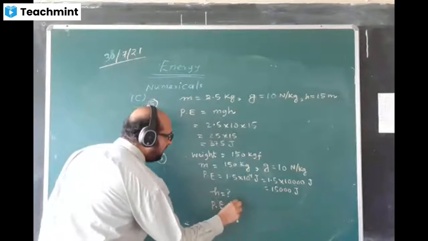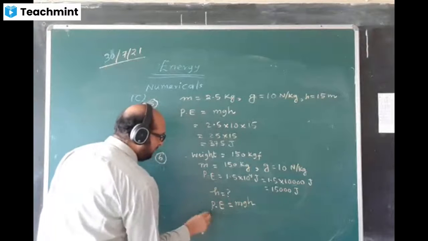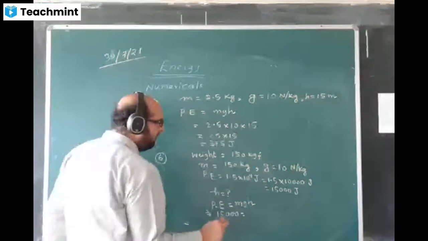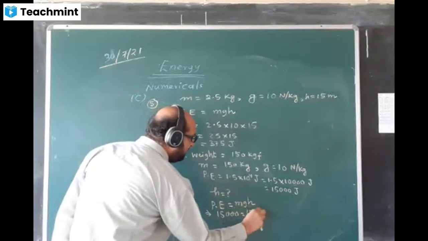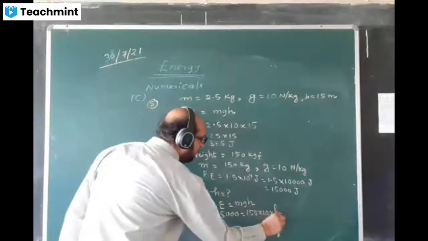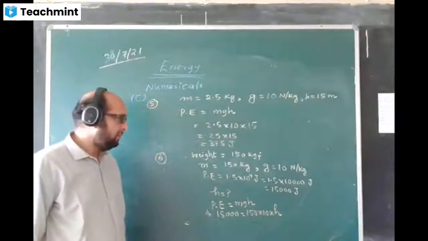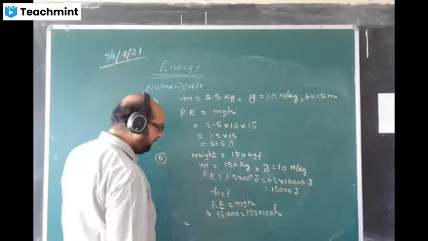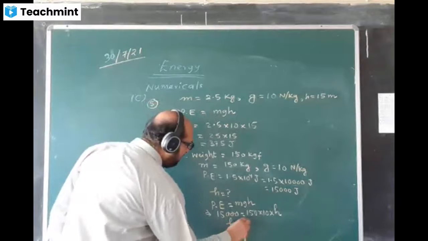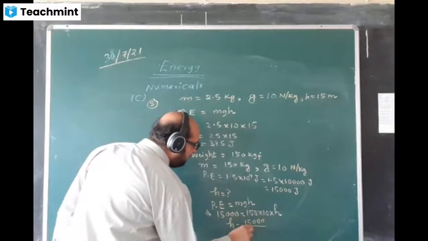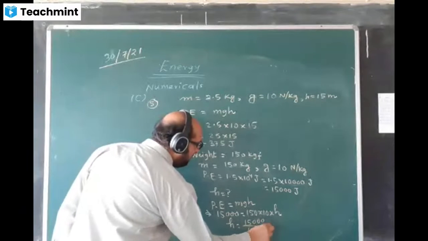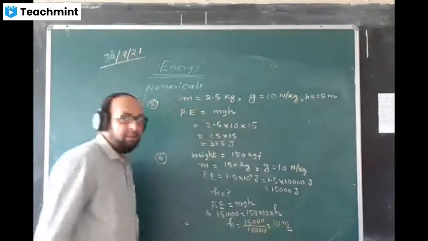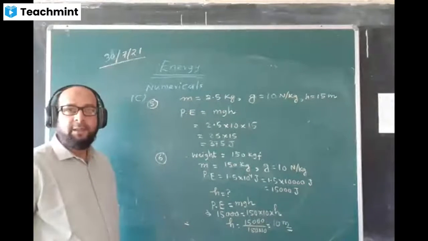Use the formula. Potential energy formula is mgh. Put in the value of potential energy, 15,000. Mass given is 150. The value of g is 10. Height is unknown. We have to find height. Let us get the answer. The h value is coming 15,000 divided by 150 into 10. Cancel and all. Answer is coming 10 meter.